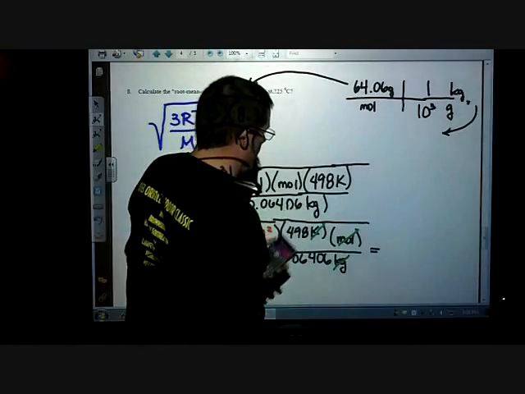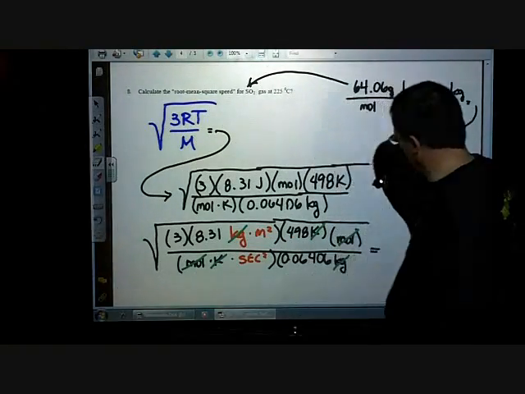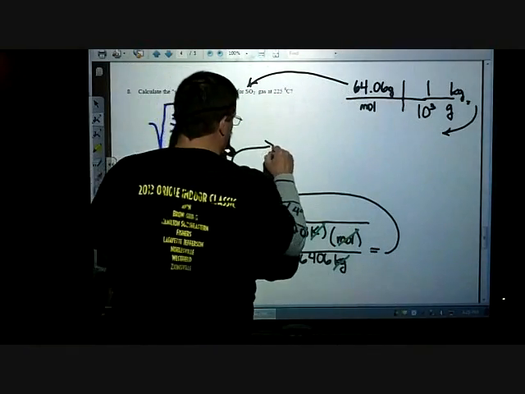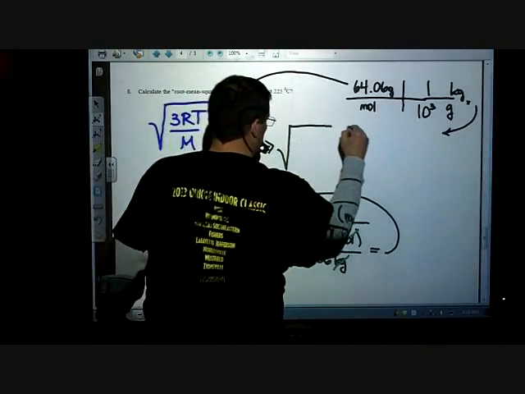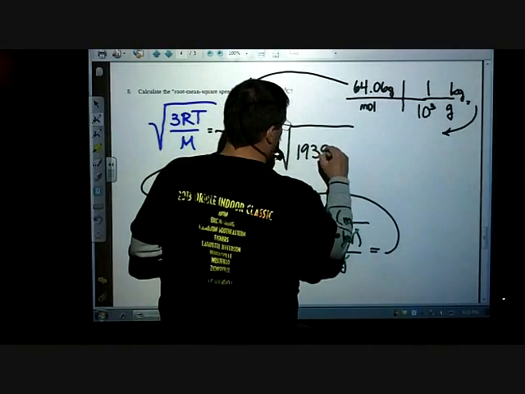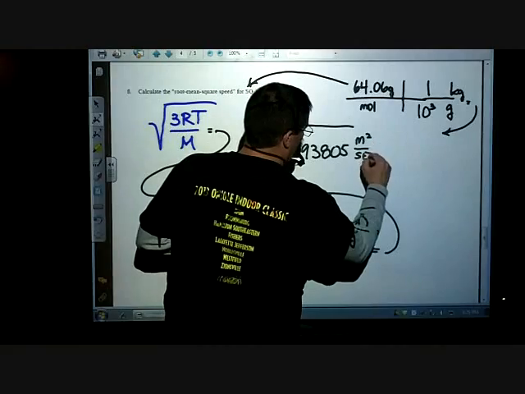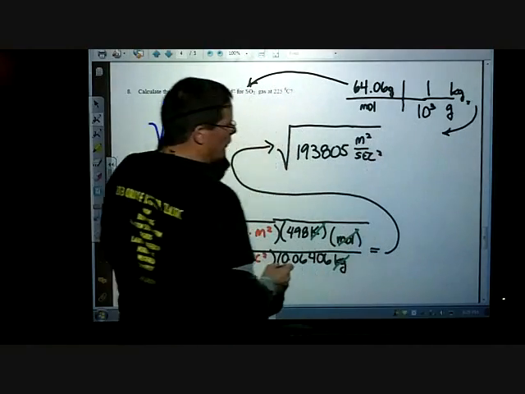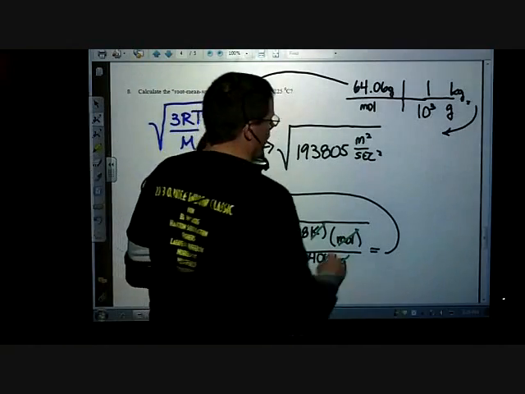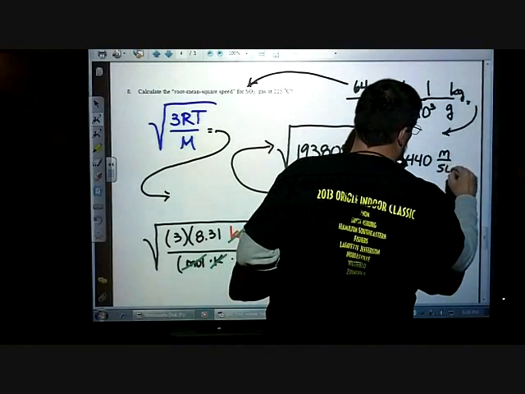This is giving me a value, and actually, I'm going to erase this. Okay, so now what I have under the radical is 193,805, and again, that's meters squared per second squared. Okay. So if we take the square root of that, square root of the answer, now I get an answer of 440 meters per second.